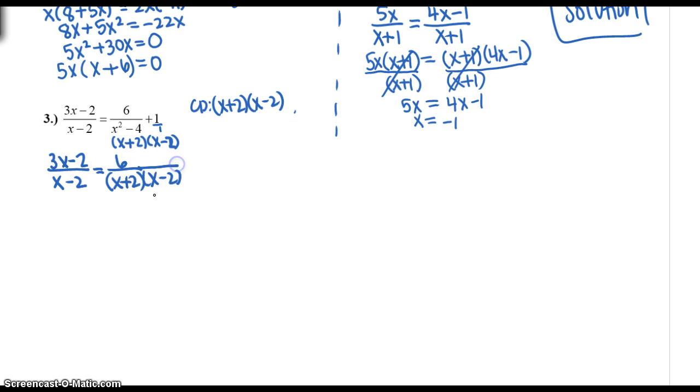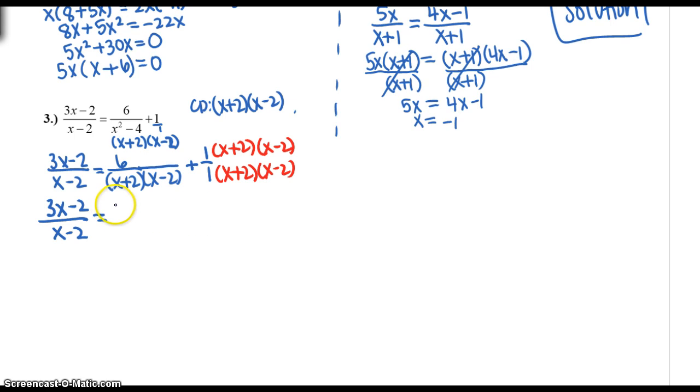However, I need the second fraction to have the same denominator. So if this is 1 over 1, it's missing x plus 2, x minus 2. So x plus 2, x minus 2, just like that. So left-hand side comes on down here. There's nothing to do with that.